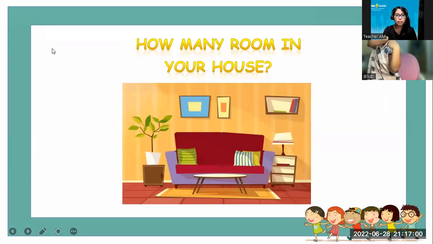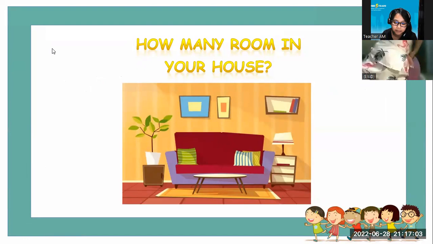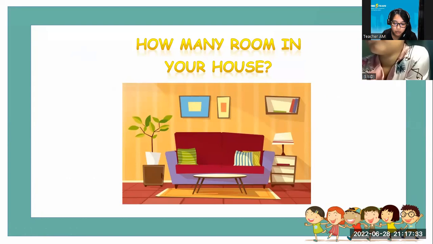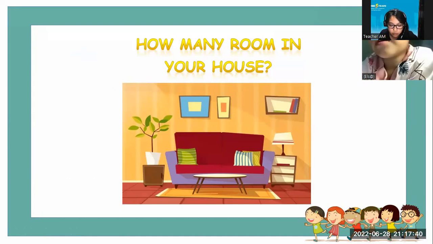So here, how many rooms are there in your house, Elsa? I have 7 rooms. Okay. What are those rooms? You have bedroom. I have 7. What else? Okay.